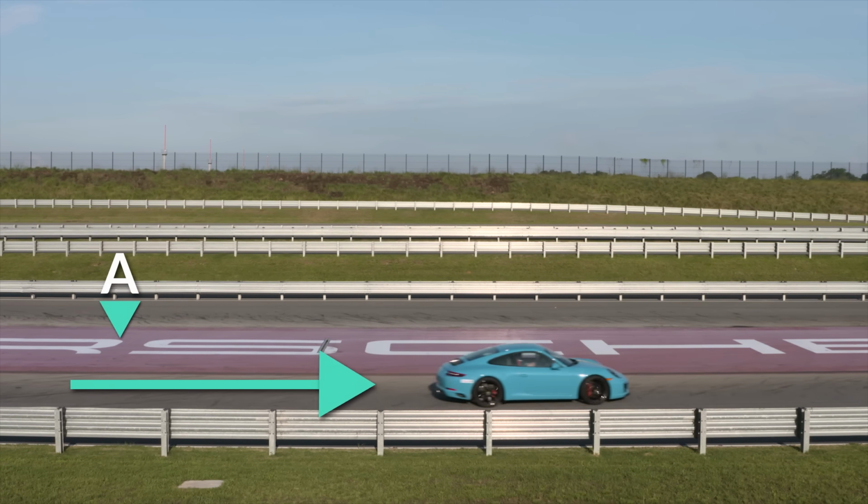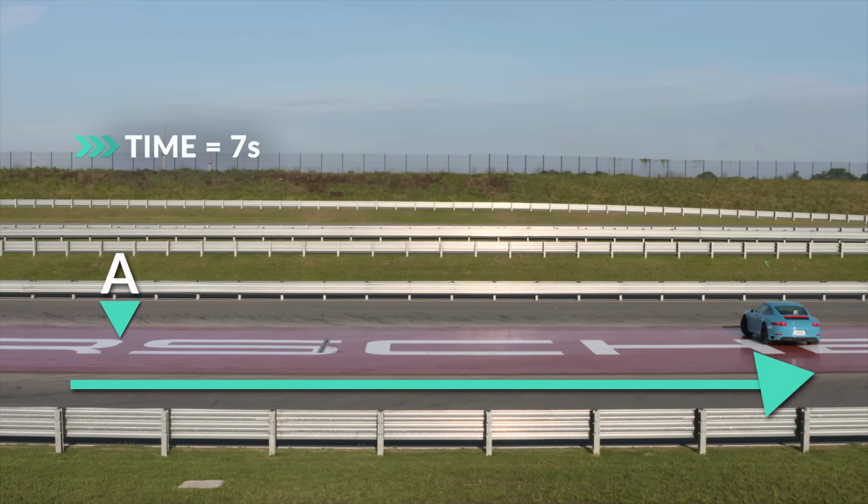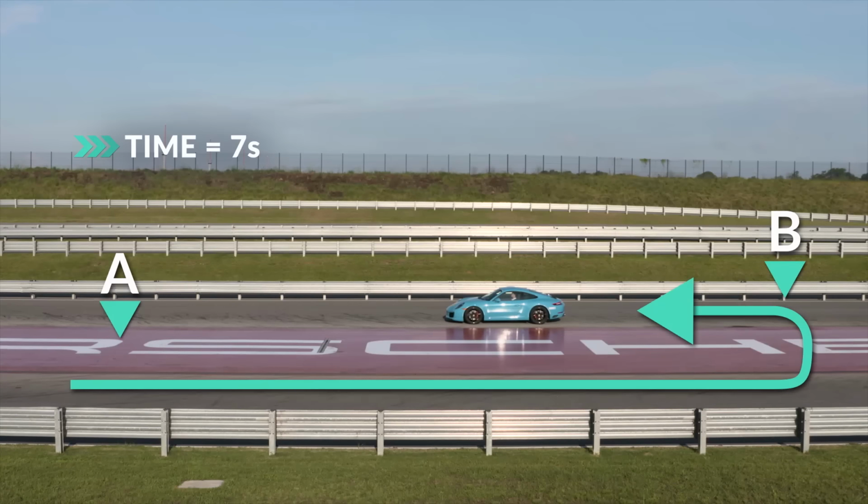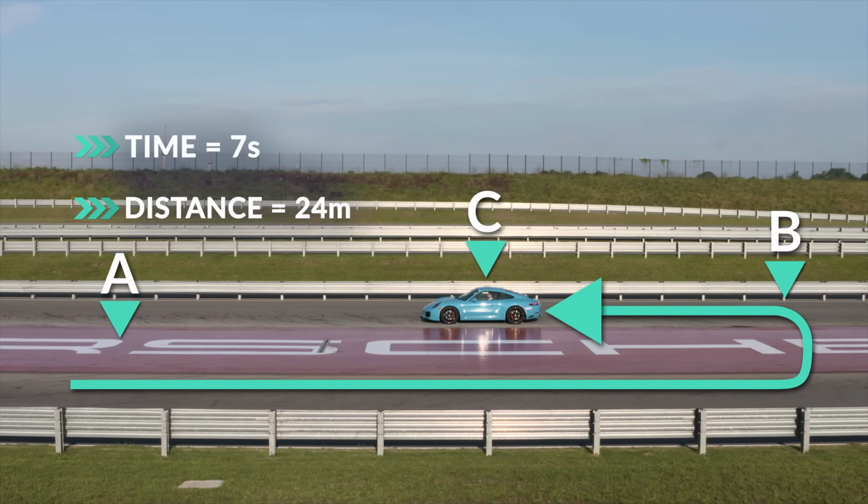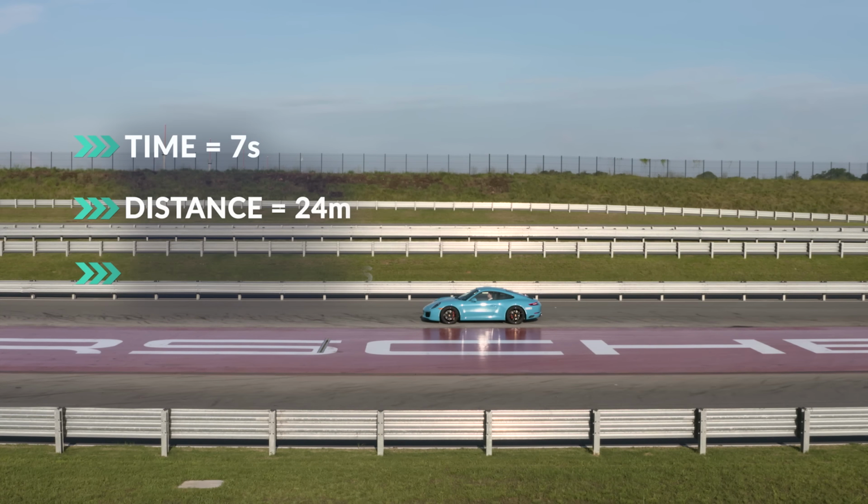Would the average speed and the average velocity of the car over this journey be the same? Well, there's only one way to find out. It took the car 7 seconds to complete its journey. The total distance it traveled was 24 meters. This means that the average speed was 24 meters divided by 7 seconds, which is 3.43 meters per second.